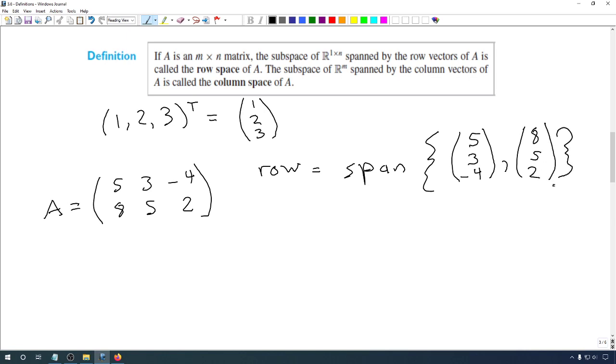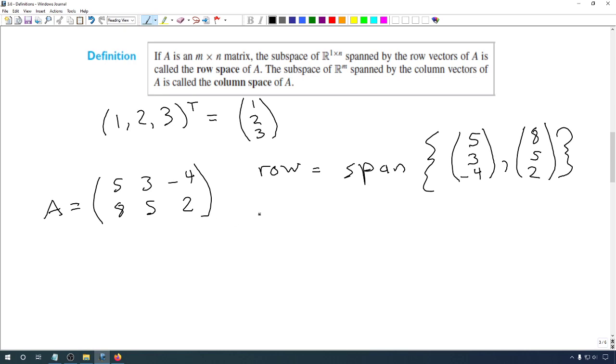So we're talking about all the vectors in R3 that are a linear combination of these two vectors. Now that may actually be a two-dimensional subspace, or it may actually be a one-dimensional subspace. We might have to determine that later on. So in this particular case, it looks like it's going to be two-dimensional.